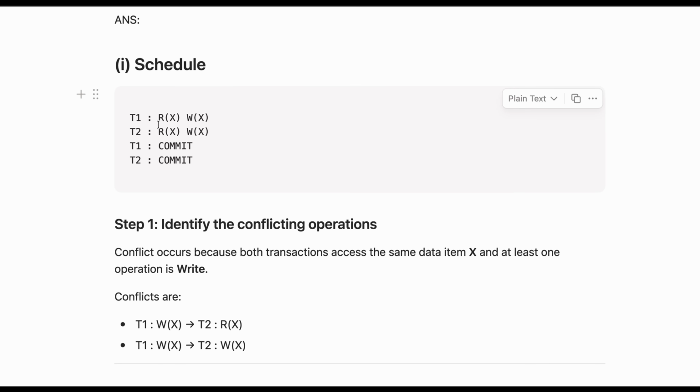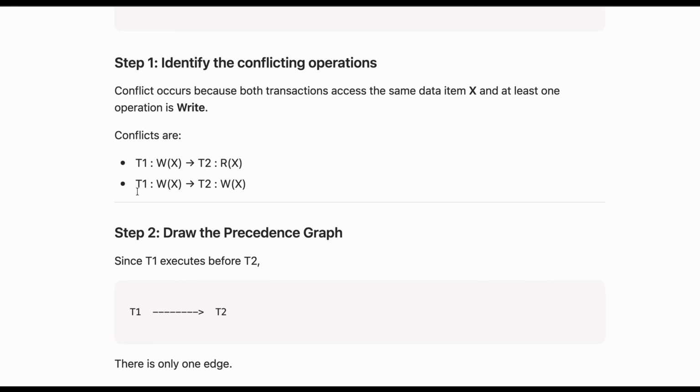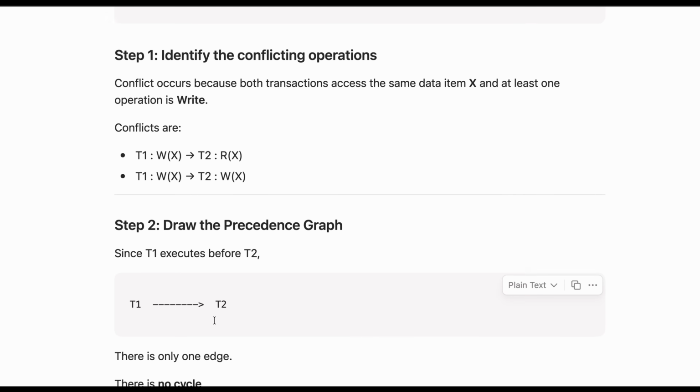So now we are moving towards our first part, which is the given schedule: T1 reads X, writes X, and then T2 does its operations. Then both transactions commit. Now let's identify the conflicting operations here. A conflict occurs when both transactions access the same data item and at least one of them performs a write operation. Here the first conflict is T1 writes X, and after that T2 reads X. So we draw an edge from T1 to T2. The second conflict is T1 writes X and then T2 writes X. Again the edge is T1 to T2.